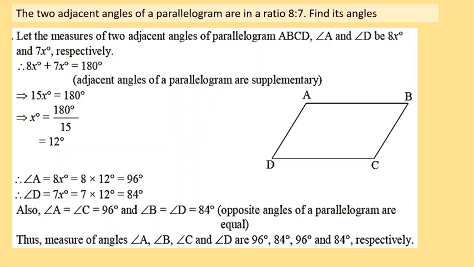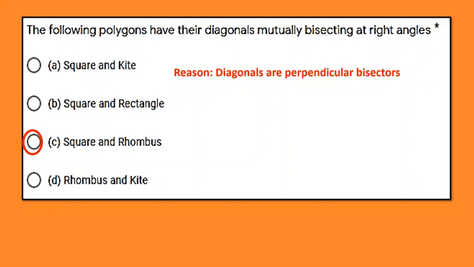Next one. This is a multiple choice question. The following polygons have their diagonals mutually bisecting at right angles. Now, yesterday we discussed all the parallelograms and also non-parallelograms. Which are the parallelograms? Square, rectangle and rhombus. Three only are there. Now, kite and trapezium, these are non-parallelograms.